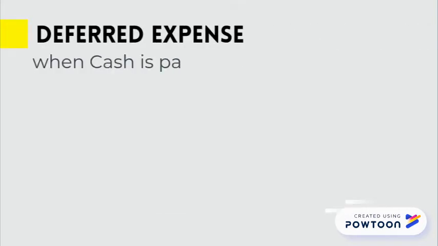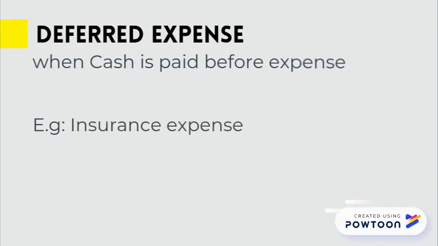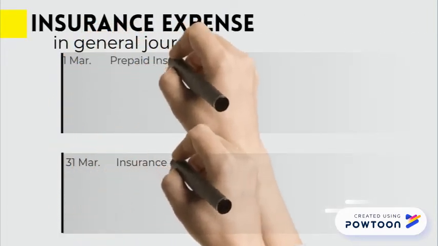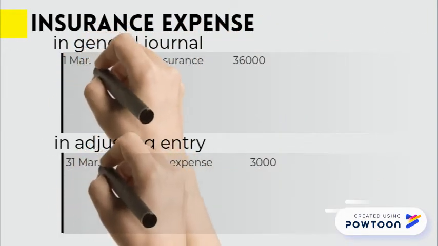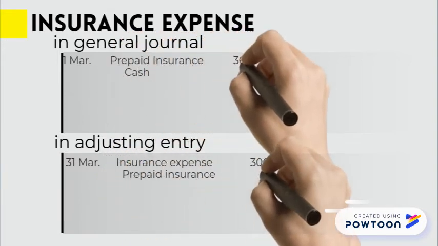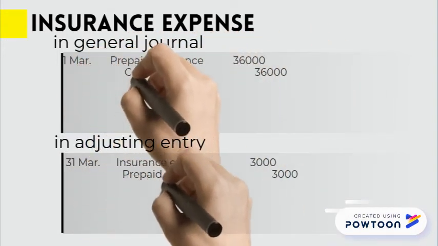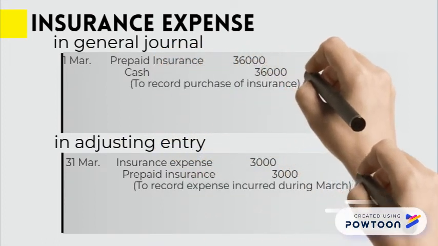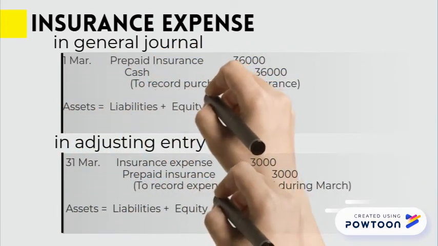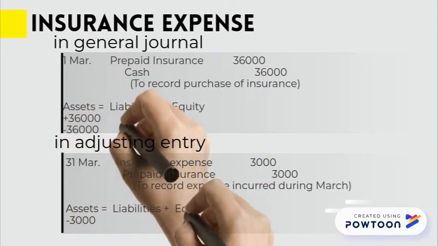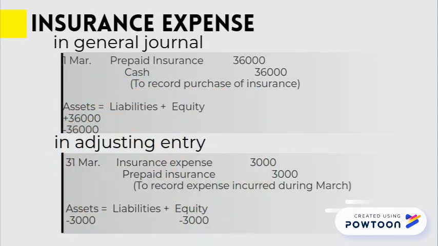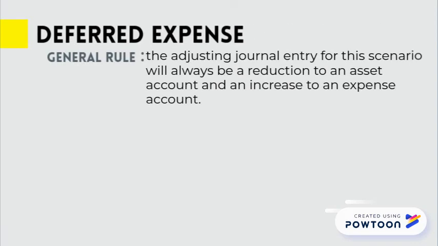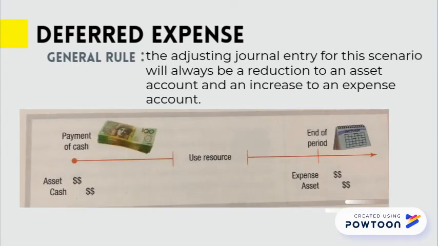Deferred expense is when cash is paid before expense. An example is insurance expense. And the following steps are how insurance expense works, respectively in the general journal and adjusting entries. And the general rule for this scenario should always be a deduction to an asset account and an increase to an expense account.